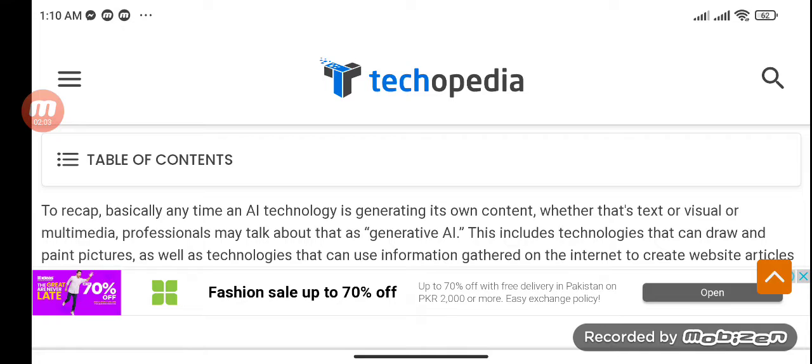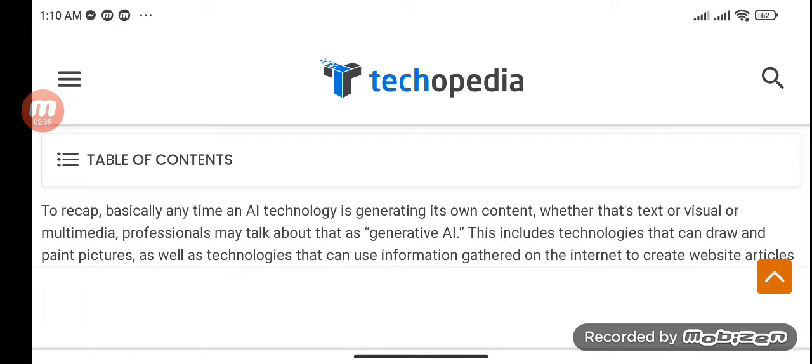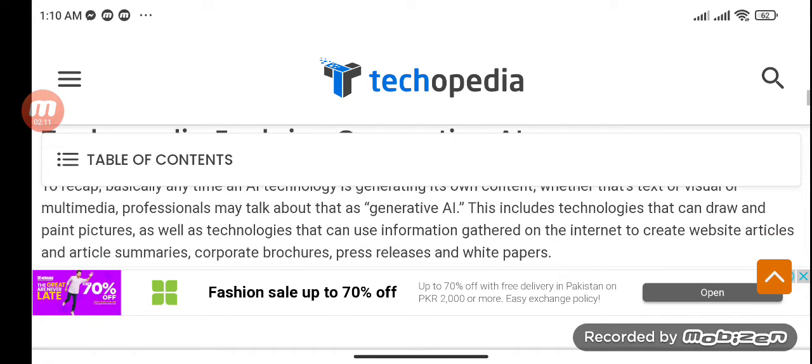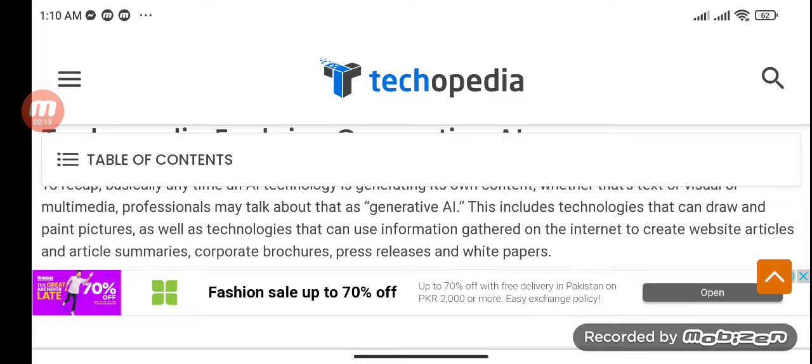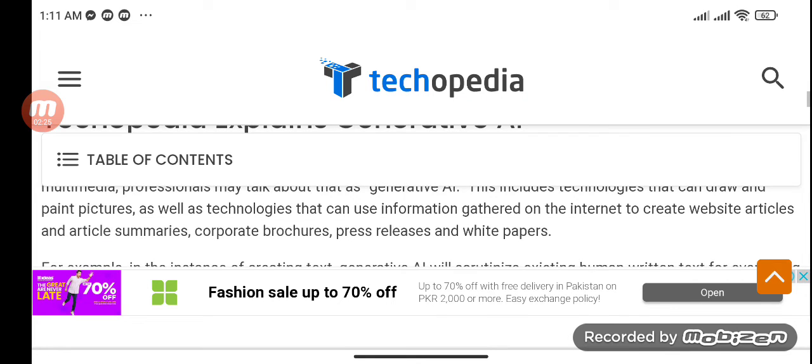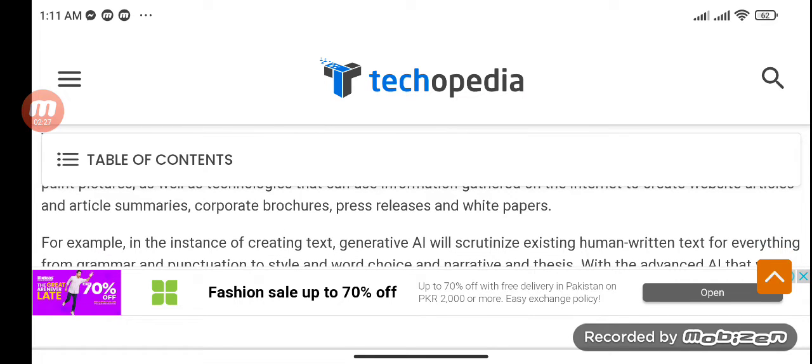To recap, basically, anytime an AI technology is generating its own content, whether that's text or visual or multimedia, professionals may talk about that as generative AI. This includes technologies that can draw and paint pictures, as well as technologies that can use information gathered on the internet to create website articles and article summaries, corporate brochures, press releases, and white papers.